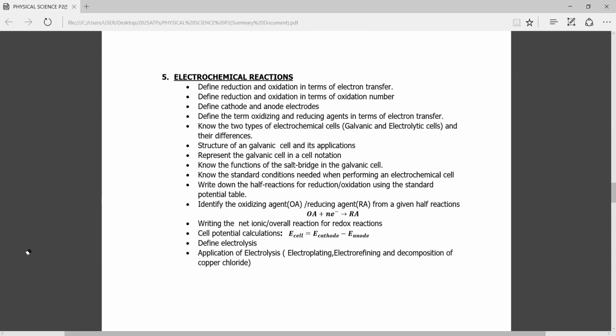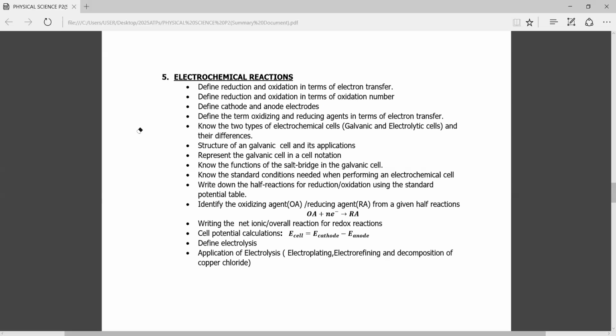This is very important. You must also understand the standard conditions needed for performing electrochemical cells. You need to write down the half reactions for both reduction and oxidation using the standard potential table, which we're going to talk about. You need to identify the oxidizing agent and the reducing agent when given a half reaction, write the net ionic overall reactions for a redox reaction, and calculate cell potentials using E cell equals E cathode minus E anode.